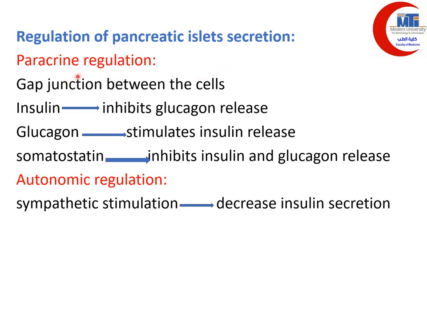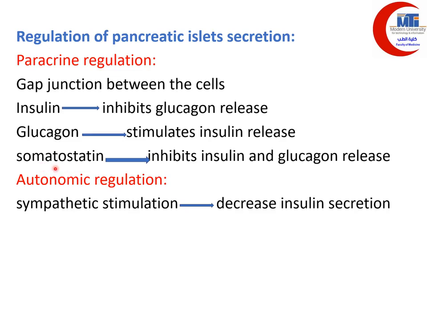This paracrine regulation occurs in the cells of islets through the gap junctions between the cells. Insulin hormone secreted from beta cells passes through the gap junction to alpha cells to inhibit glucagon release from alpha cells. Also, glucagon released from alpha cells passes through the gap junction to stimulate beta cells to secrete insulin.